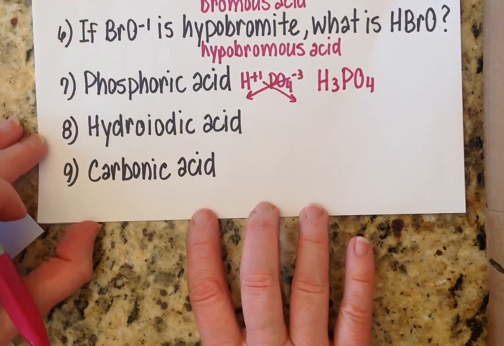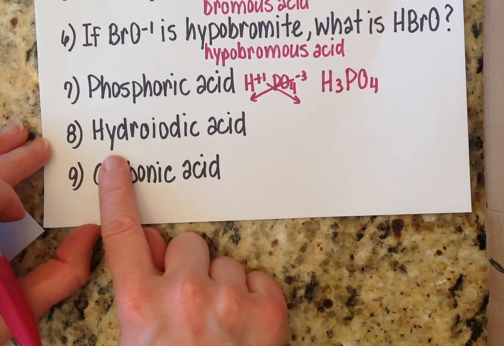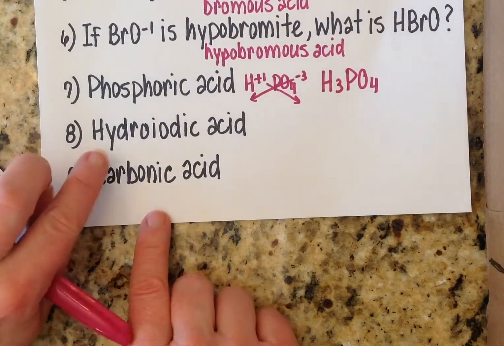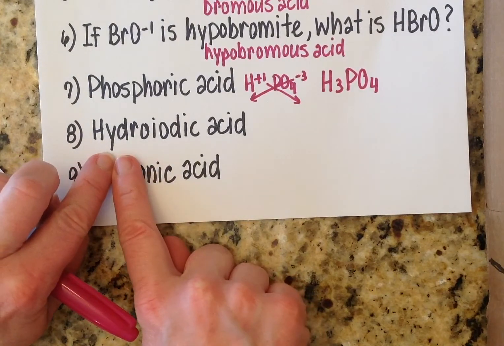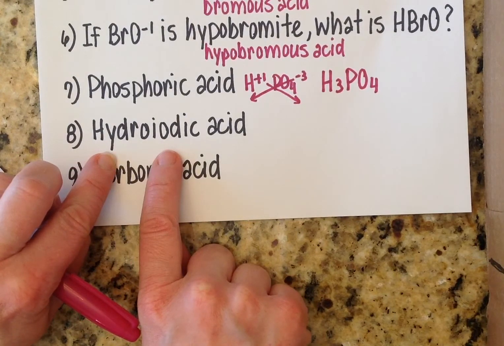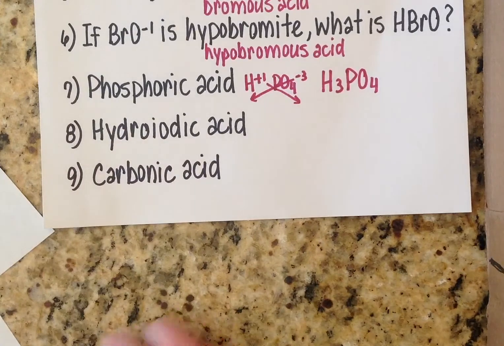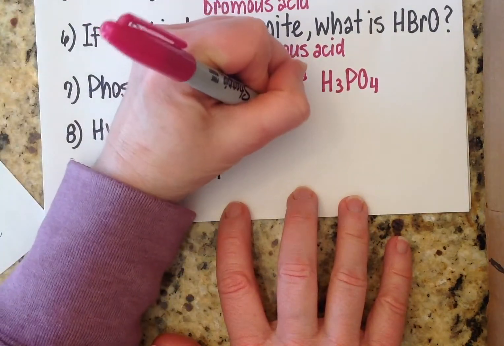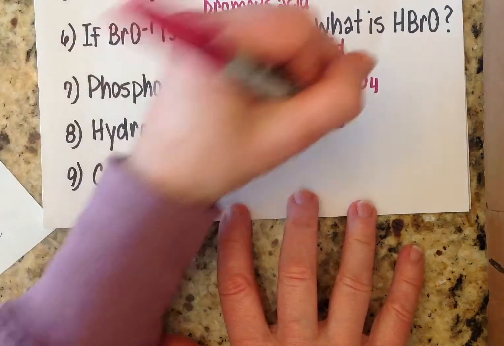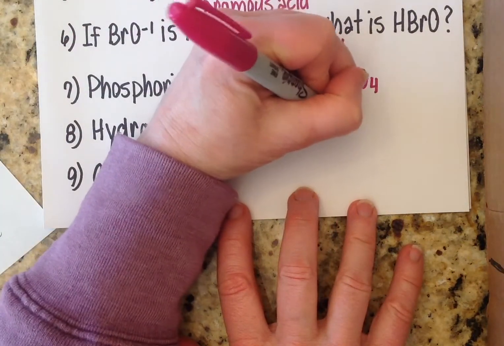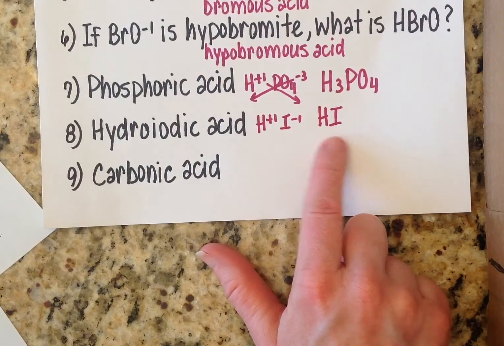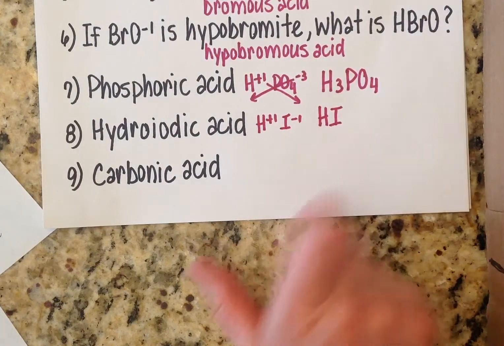Now number 8 is hydroiodic, and as soon as I see hydro, I know that this was a binary acid. It was just a metal and a nonmetal, and it looks like it was hydrogen with iodine, or iodide when it's an ion. So H +1, I -1, the ones cancel, HI. That makes sense because it's a binary acid, hydro, whatever, ic, hydroiodic.